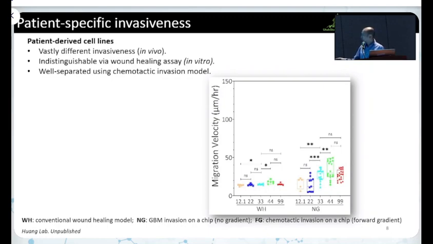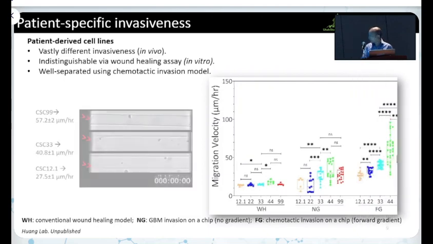For example, 33 and 44, we can distinguish that well from 12.01 and 22, but it's very hard to distinguish between 12.01 and 22. It's also hard to distinguish some other cell lines in a highly aggressive species.